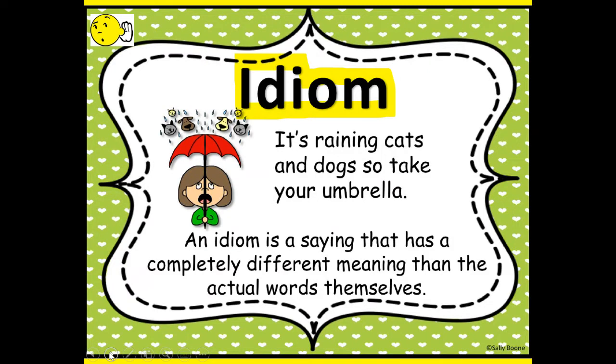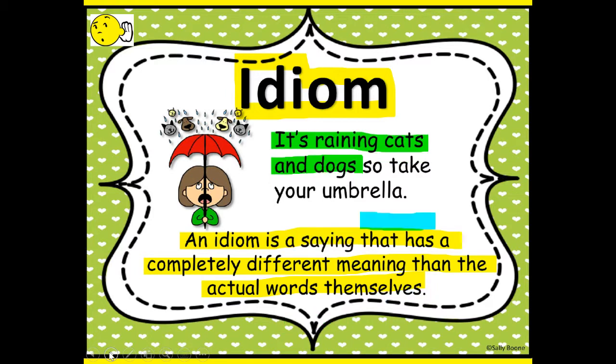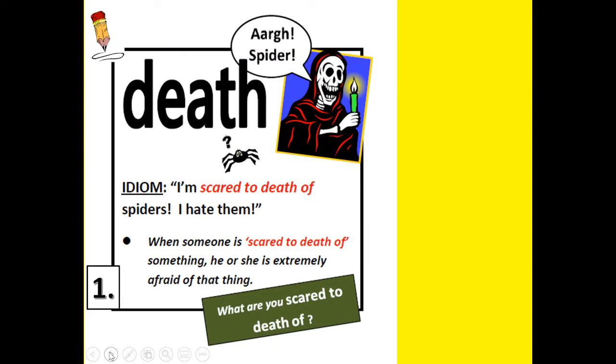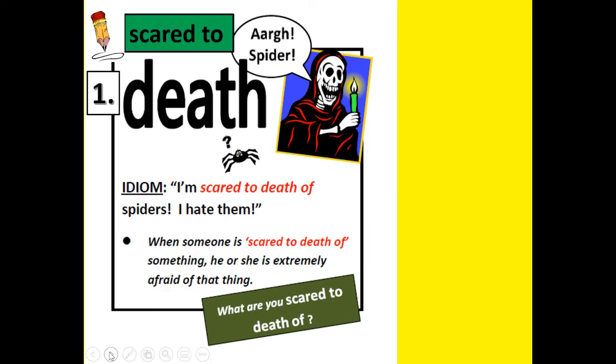So another example of figurative language is an idiom. An idiom is a saying that has a completely different meaning than the actual words themselves. For example, it's raining cats and dogs, so take your umbrella. So here's our first idiom that you're going to write: scared to death. For number 1, write scared to death.